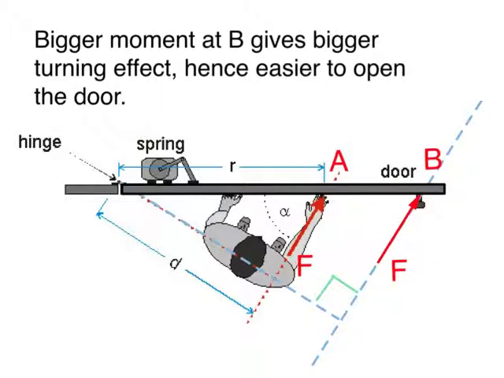Bigger moment comes about because of bigger perpendicular distance. In this case, it is this distance from the pivot to the line of action of the force. Not this distance. It is not perpendicular to the line of action of force. The pivot is at the hinge, and the door will rotate about this hinge. The door will open this way.